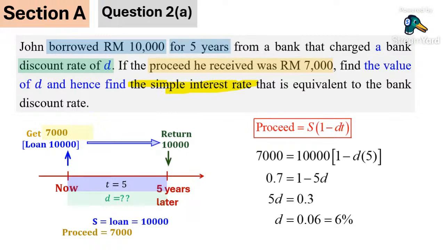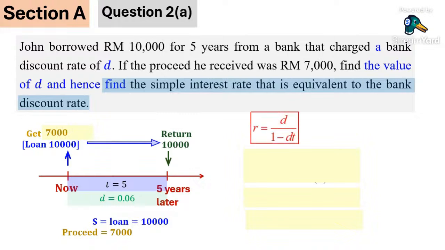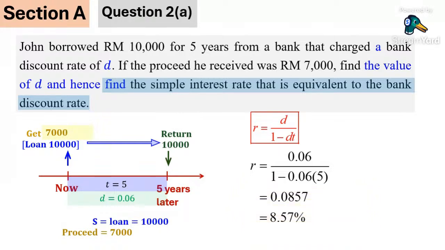So in order to get our final answer, the R, what I need to do to proceed further is, based on the formula, R equals D over 1 minus dt, substitute the D and also the time accordingly. The time T here is 5 years. The D is 0.06 based on previous calculations. Substituting, the answer correct to 2 decimal places for percentage will be 8.57%. So just a simple calculation on this question.